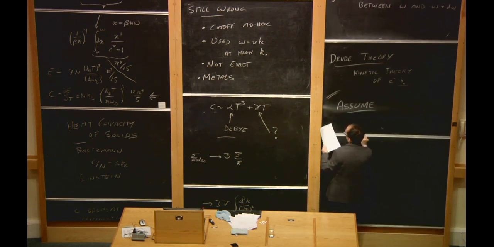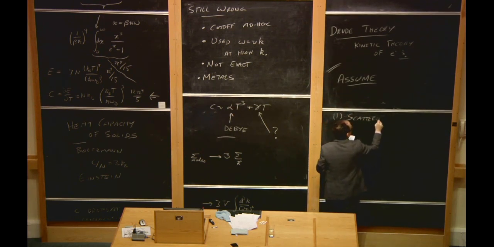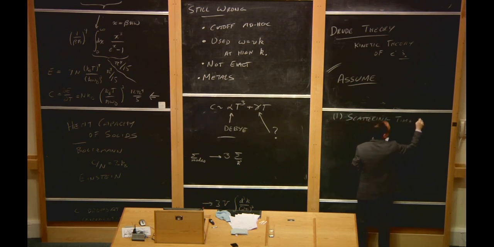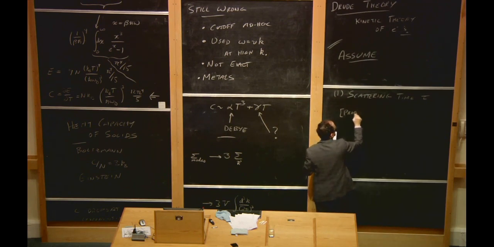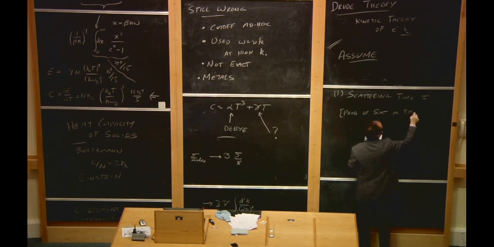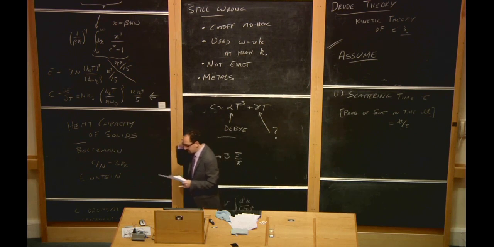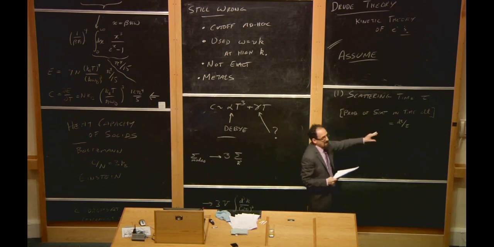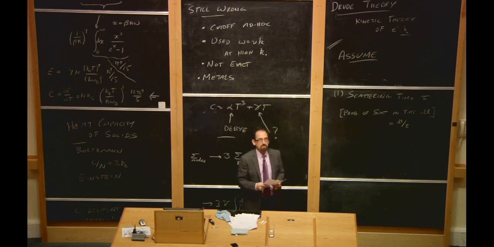Assume, in order to get kinetic theory going, one, there's a scattering time tau, should look familiar from last year, by which we mean that the probability of scattering in time dt is equal to dt over tau. Now this probably looks familiar from last year when you did kinetic theory of gases. Last year, you could even predict what the scattering time tau is based on the size of the atoms and how fast they're moving and things like that. This year, we're not going to be so lucky.